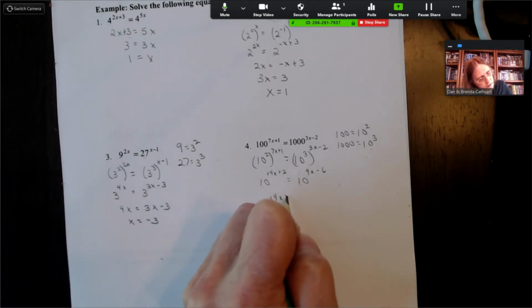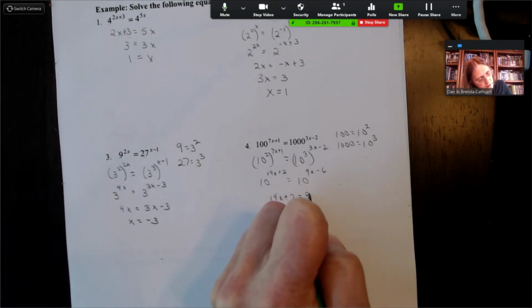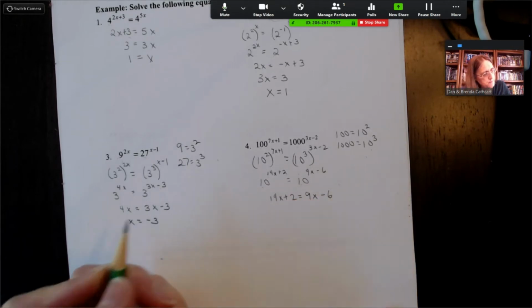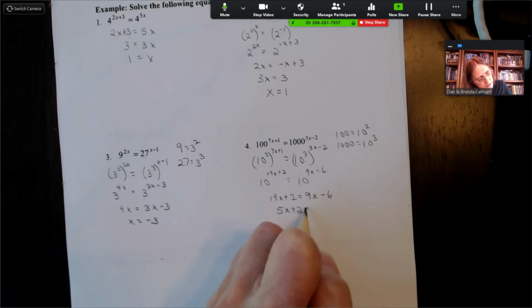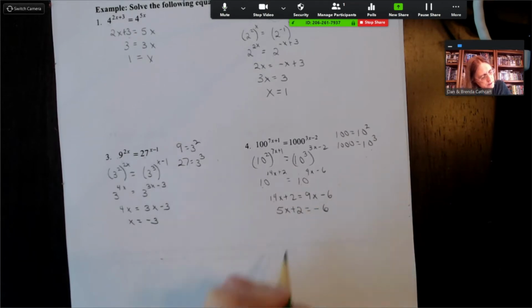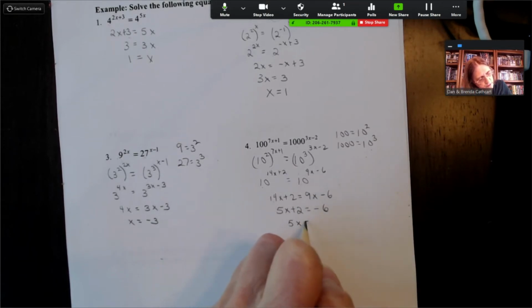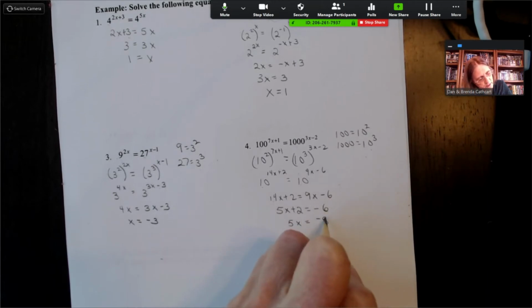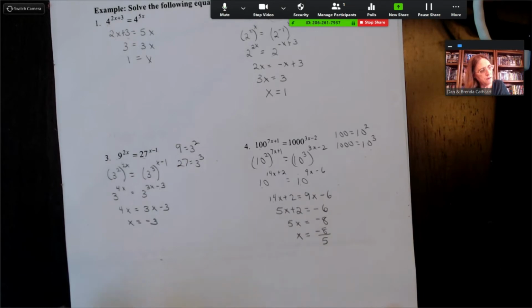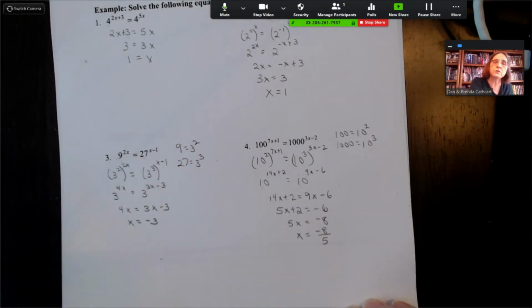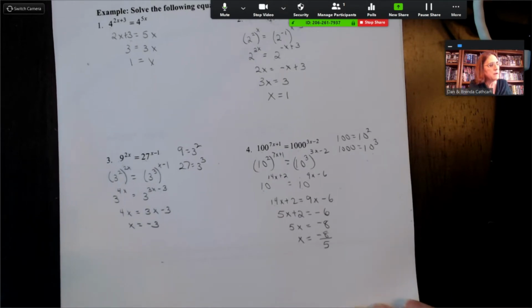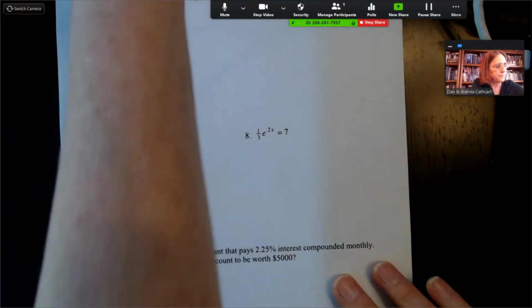So 14x plus 2 equals 9x minus 6. Subtracting 9x from both sides gives us 5x plus 2 equals negative 6. Subtracting 2 from both sides, 5x equals negative 8, and then dividing by 5, x is negative 8/5. So that's solving exponential equations when we have the same base, or we can write them as the same base.